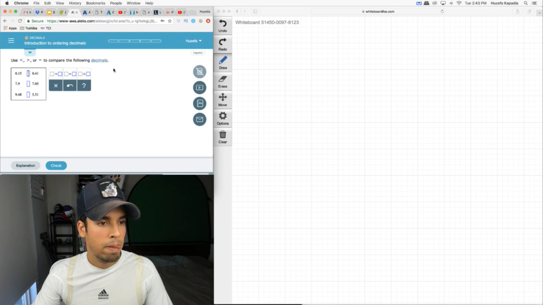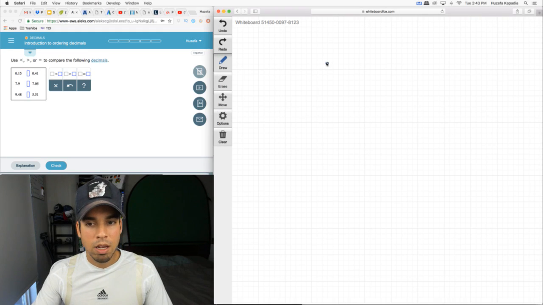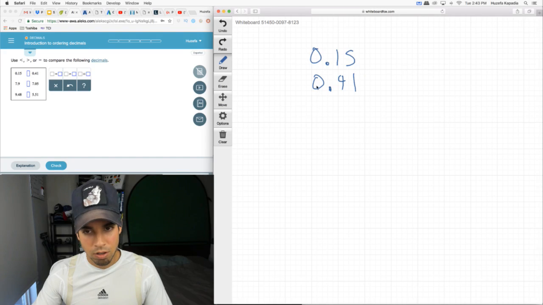Alright, so let's compare. When we're trying to compare things like 0.15 and 0.41, we need to make sure the decimals are lined up, and then we go from left to right and compare the digits. So 0, 0, no difference. The first time we see a discrepancy, 1, 4, whichever one is bigger in the first one on the left, this guy is the winner. Even though the 5 is bigger, it doesn't matter.